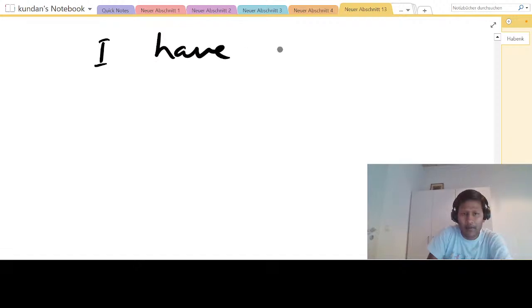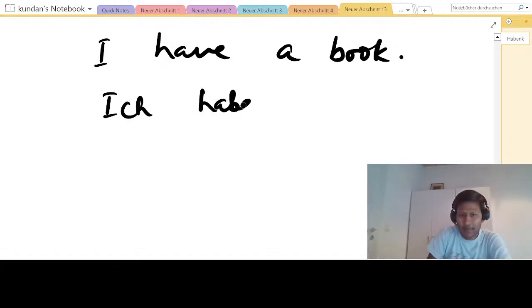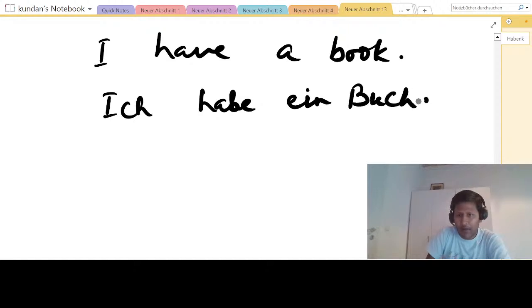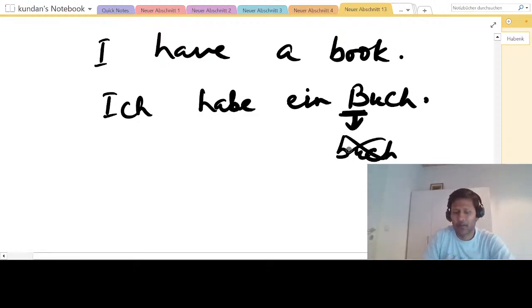I have a book. Again, I will say: Ich habe ein Buch. And always note that this is in capital, because a noun is always capitalized in German. So don't write it in small letters like this. You will lose marks in the exam. Please don't do that. Okay. Ich habe ein Buch. Yeah. So I hold the book. So this is directly in my hand.